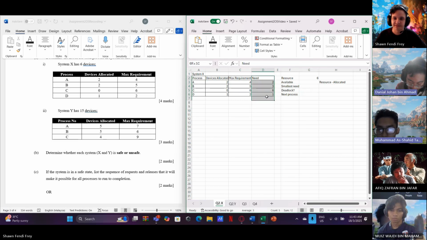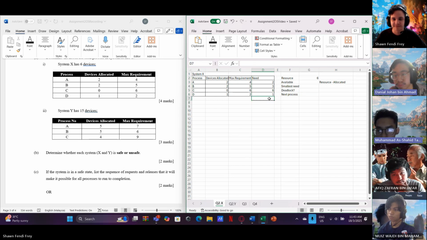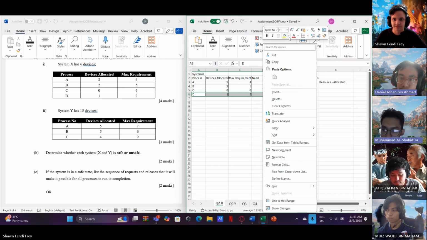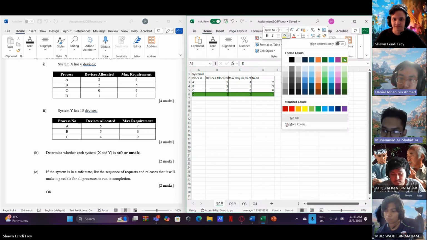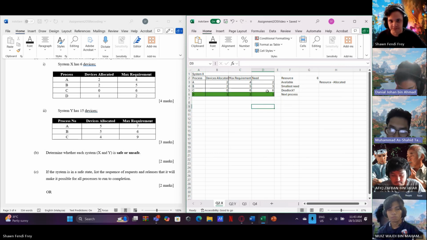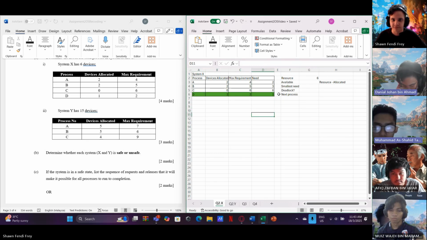Since we already found the need for each of the processes, afterwards we have to find the smallest need, to see whether the amount of variable is sufficient for each process to run.